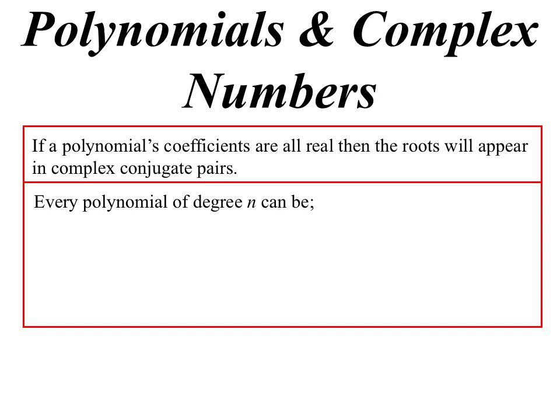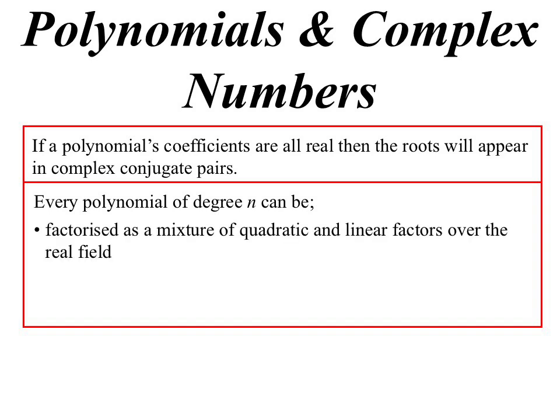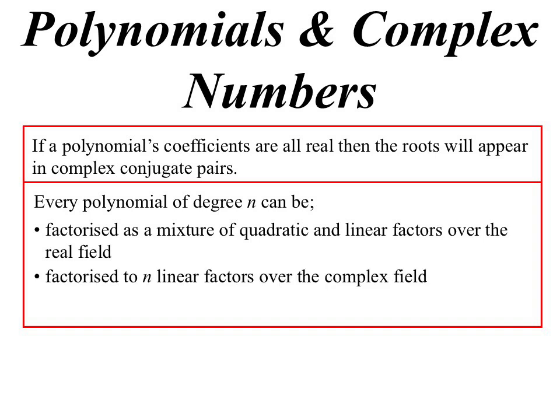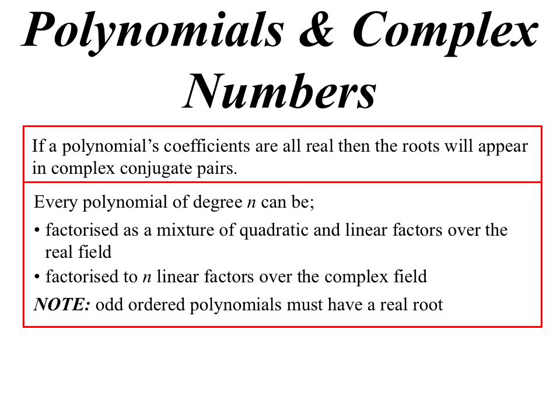Every polynomial of degree n, as I just said, can be factorised down to be this mixture of quadratic and linear factors when we're talking about the real field. Of course, if we go over the complex field, then they'll just all be linear factors, because now we can factorise every quadratic. What this means is, if the polynomial is of odd order, so a cubic for instance, it must have a real solution. Because if the imaginary ones are appearing in pairs, well, that's going to create an even number. You've got one left over, so there's got to be at least one.